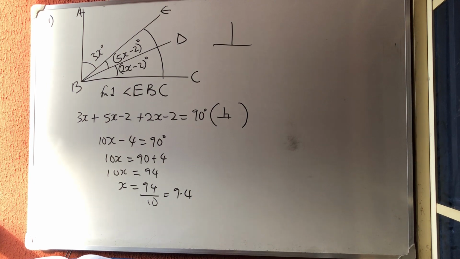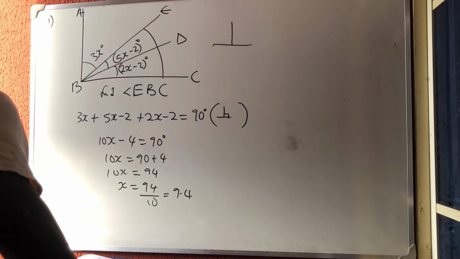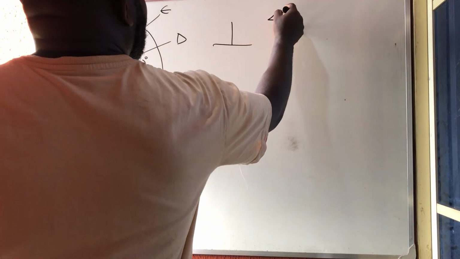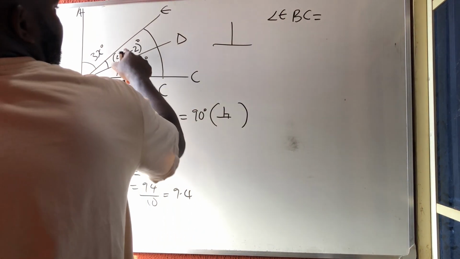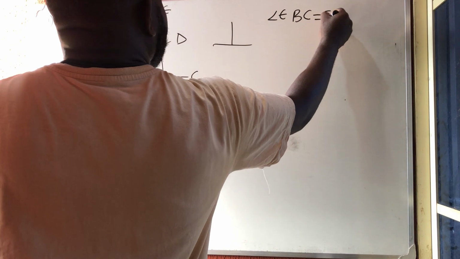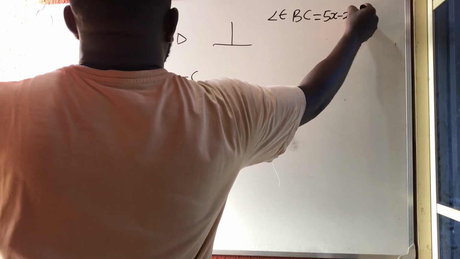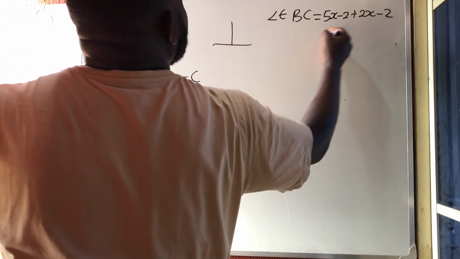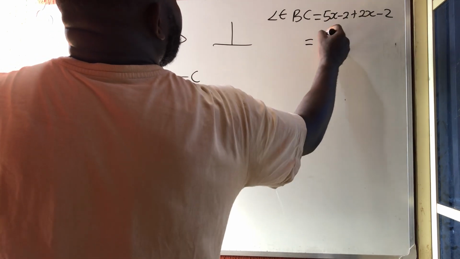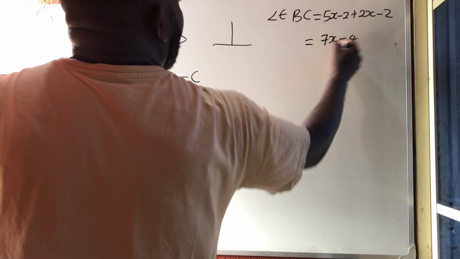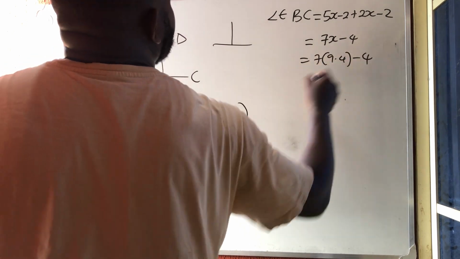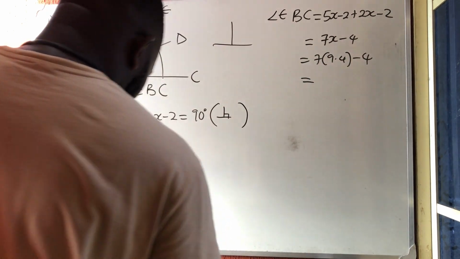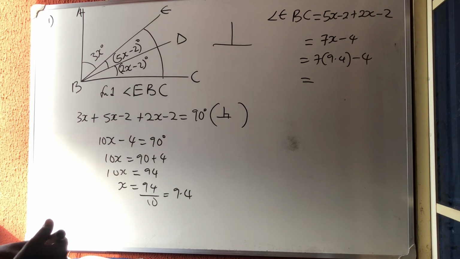So if x is 9.4, to find this angle, you will tell them that angle EBC is equal to, combining these two angles, 5x minus 2 plus 2x minus 2. So what do you have? This and this will give me 7x minus 4, which is 7 bracket 9.4, then minus 4. So you do the calculation and you get that.